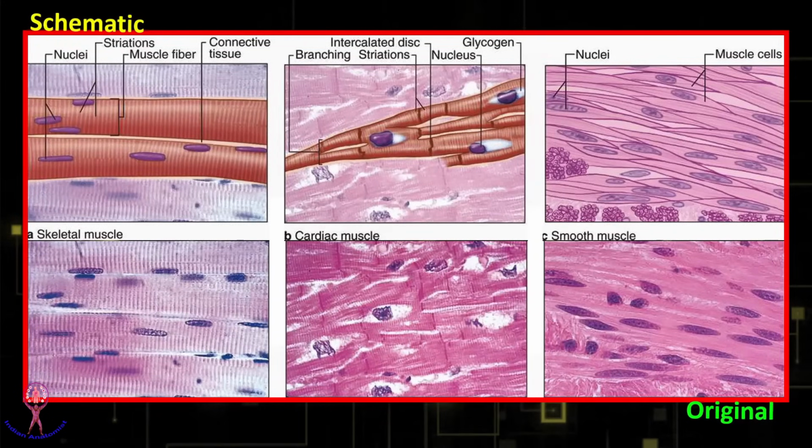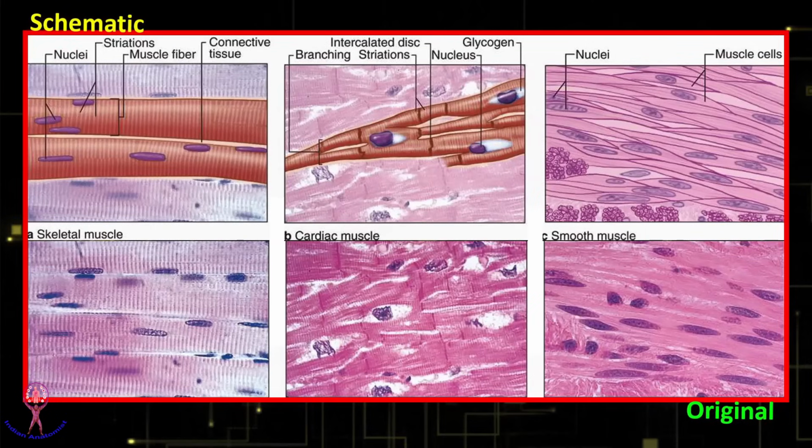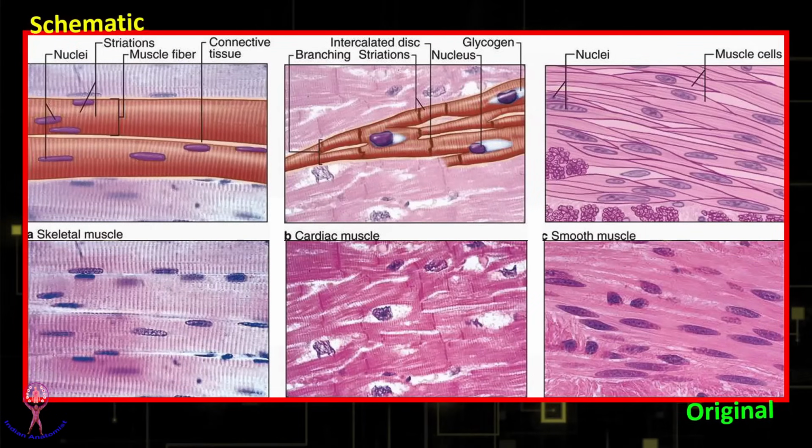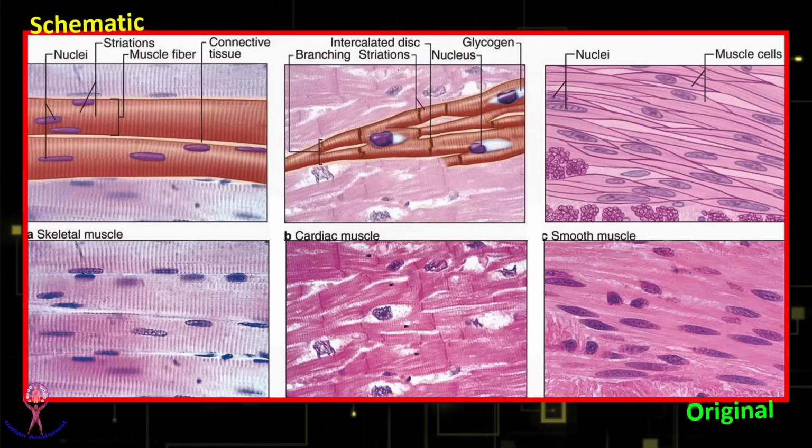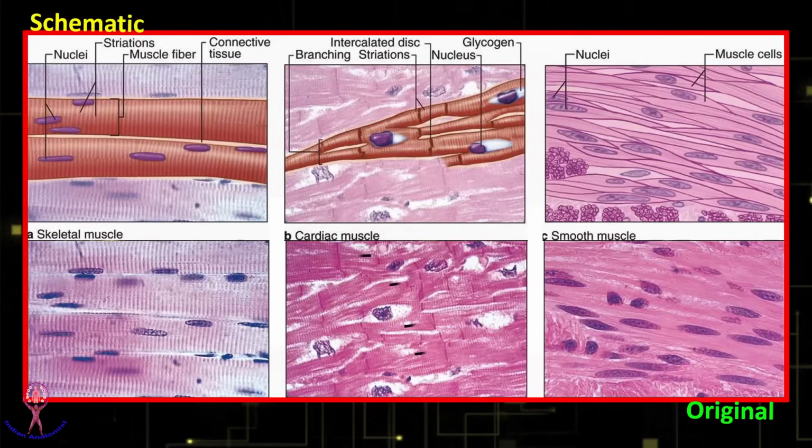Schematic picture showing the 3 types of muscles in the human body. These are microscopic pictures. The above panels are illustrative, and the lower panels are original histology pictures. Dear students, please note the yellow arrows, indicating the cross striations in both skeletal and cardiac muscles. At the same time, the black arrows indicate the intercalated discs of cardiac muscle fibers.